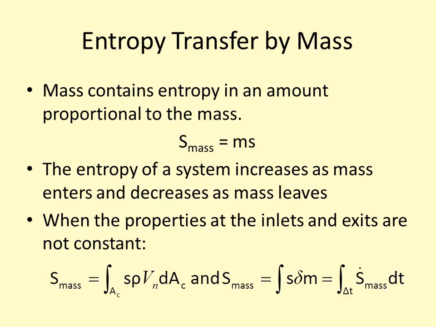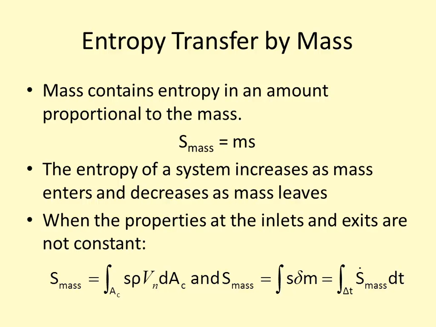Okay, additionally, the mass coming in and out of the system has entropy associated with it, and it's proportional to the amount of mass that comes in. It'll also be proportional to the rate that the mass comes in. So if we have mass coming in at a certain rate, then the increased rate will increase the flow of entropy into the system, just as it would for energy. And as mass enters the system, it brings entropy with it. As mass leaves, it removes entropy from the system.